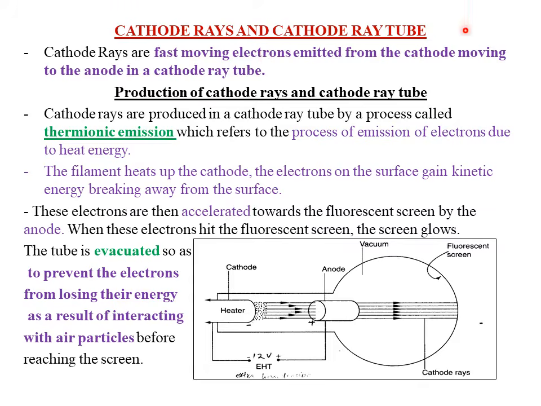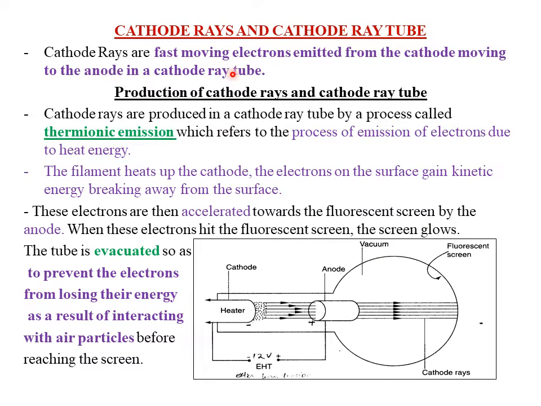Then, why are they always moving towards the anode? Remember, the anode is usually positively charged, and we said in the basic law of charges that unlike charges will always attract each other. So because the anode is positively charged and the electrons are negatively charged, the electrons will always be attracted to the anode. Hence, the electrons are emitted from the cathode, then they move towards the anode because it is positively charged. Therefore, it is going to attract the electrons which are negatively charged.